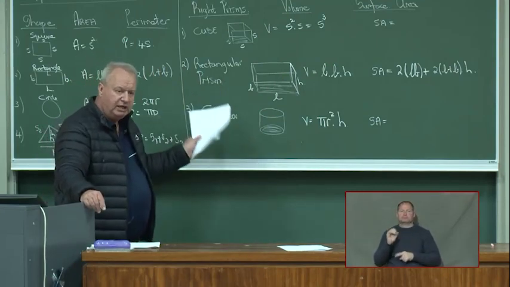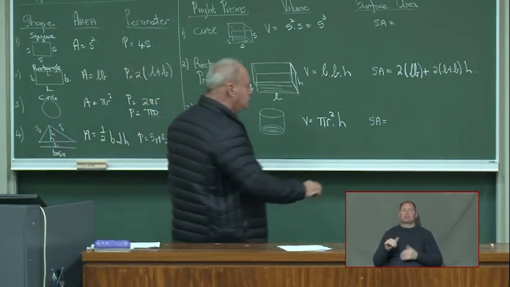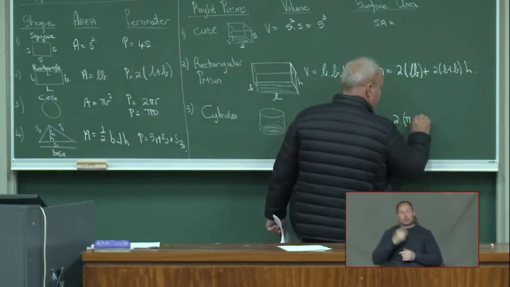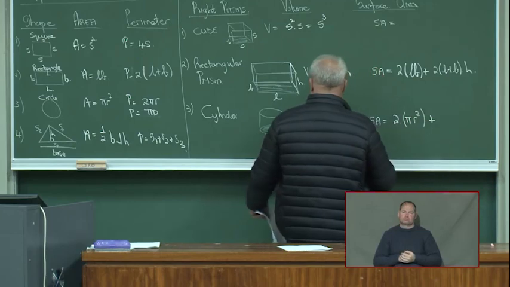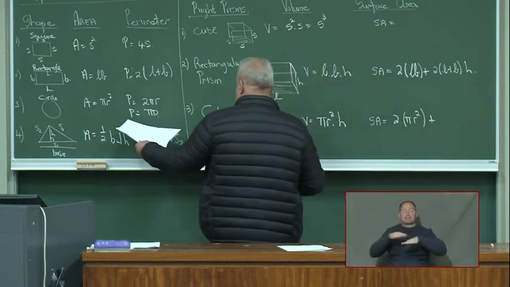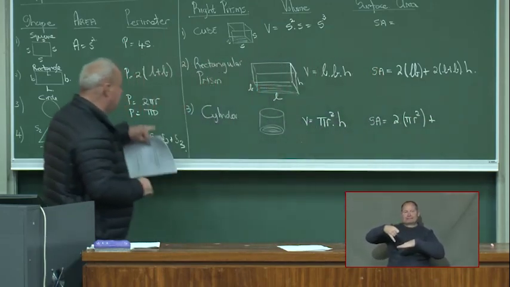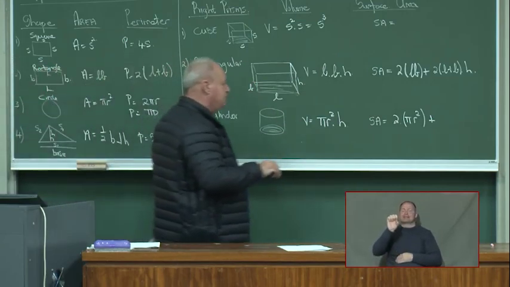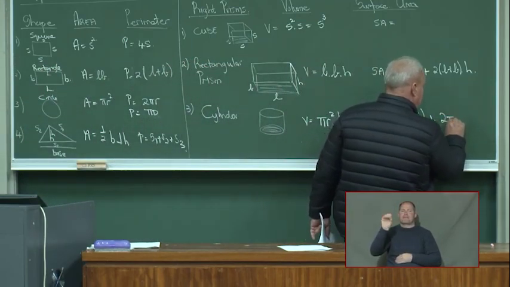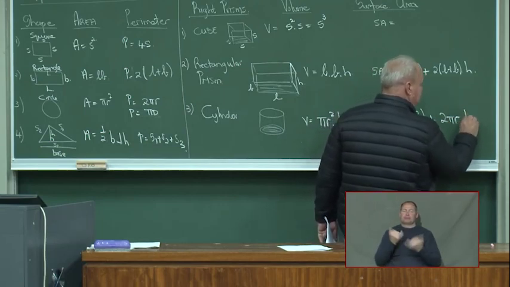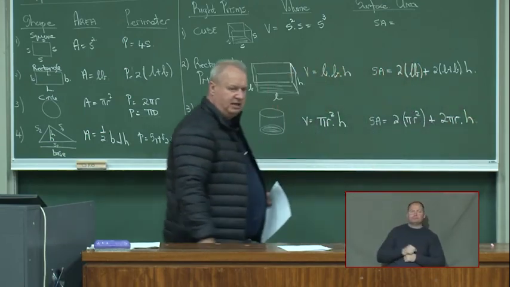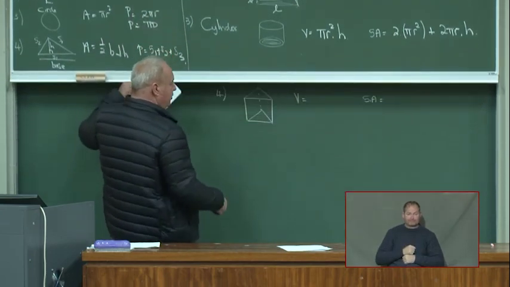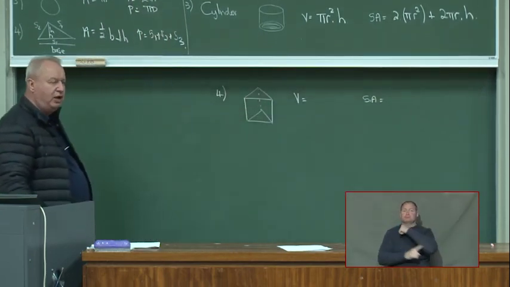Okay. Right, what is the surface area? It is twice the area of the base. The area of the base is pi radius squared, plus the perimeter of the base. Now the perimeter of a circle is called the circumference. So the circumference here is 2 pi r or pi d, times the height. Does that make sense?